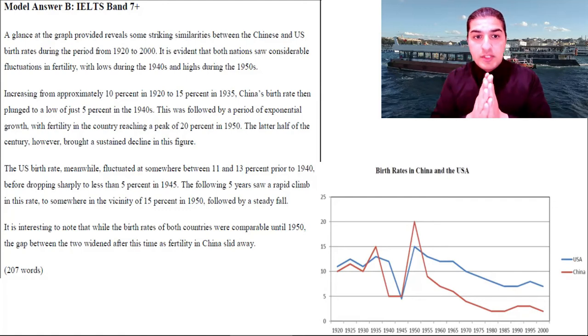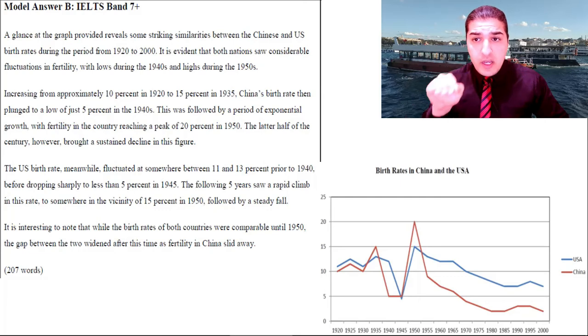Good opening, good closing, good wording, diversity in the wording. The information is specific, up to the point. There is no repetition as we had in the previous one. So this is a good answer. So let's check some good vocabulary.